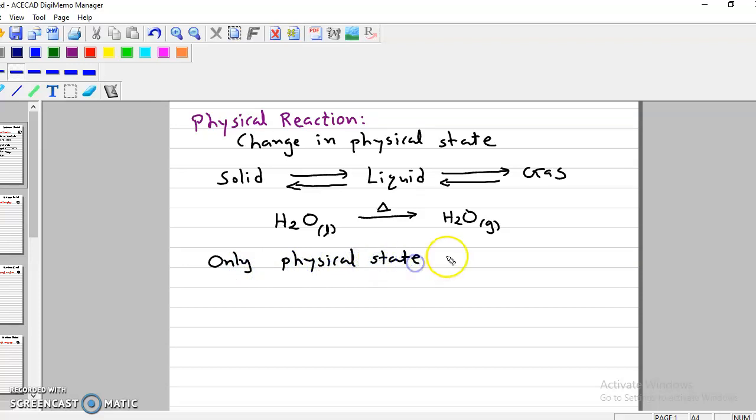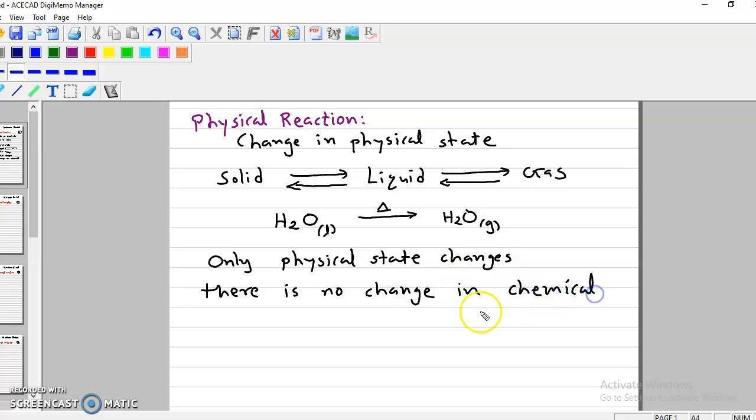But there is no change in chemical composition. So that is very important, that there is no change in chemical composition or chemical structure. So if you take H2O liquid, it will remain the same in H2O gaseous state also. So there will be no change in chemical structure during physical reaction.